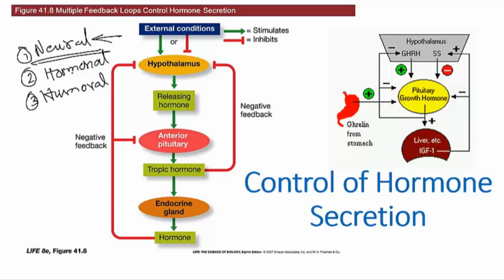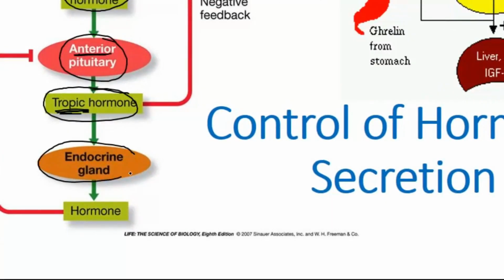Hormonal control occurs when the hormones from one endocrine gland stimulate the secretion of hormones at another gland. For example, hormone secretion is much controlled by the hypothalamus, as you can see here. Hypothalamus secretes releasing hormones that act on the anterior portion of the pituitary, and the pituitary is activated to produce some more hormones known as tropic hormones, and those tropic hormones will act on another target gland known as other endocrine glands.